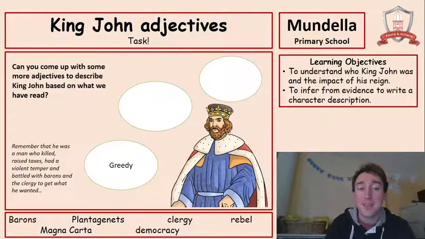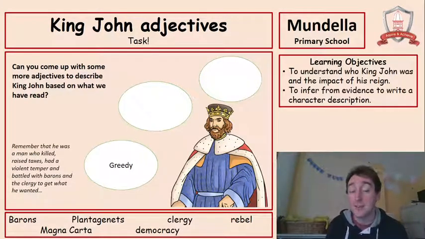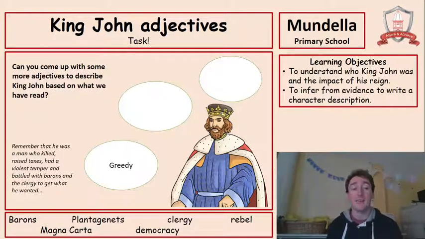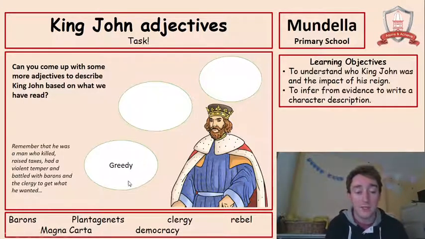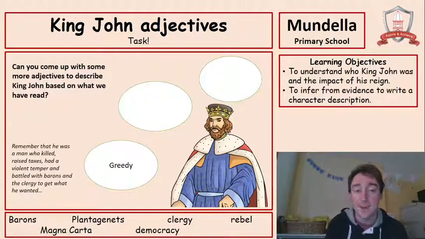And this all led to an agreement, and that agreement was known as Magna Carta, which we'll look at next time. Okay, here's our task. We're going to describe King John's character using some adjectives. So can you come up with some more adjectives to describe King John based on what we've read? Look, remember, he was a man who killed, raised taxes, had a temper, battled with barons and the church to get what he wanted. So I put down the first word as greedy. See if you can come up with a few more words to describe him.